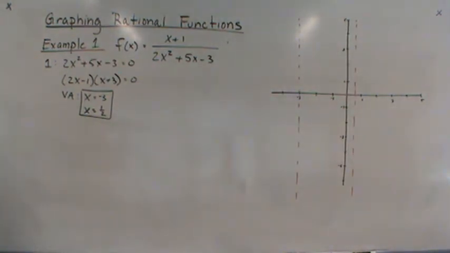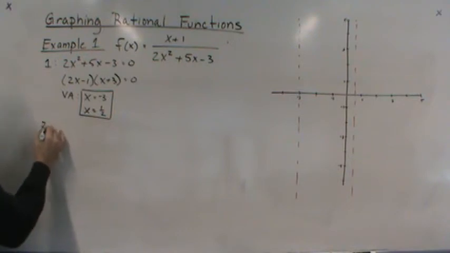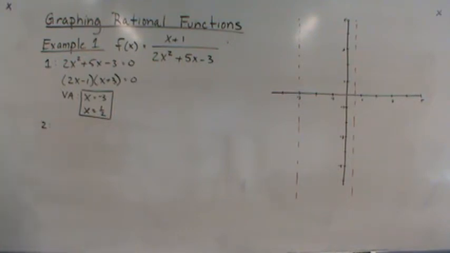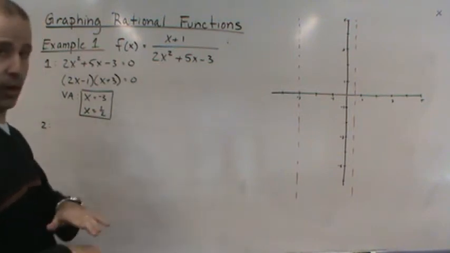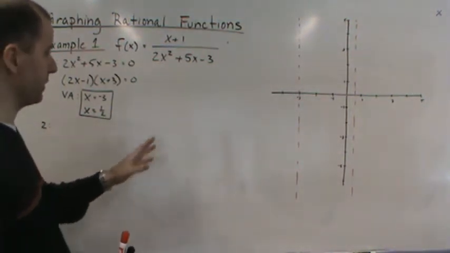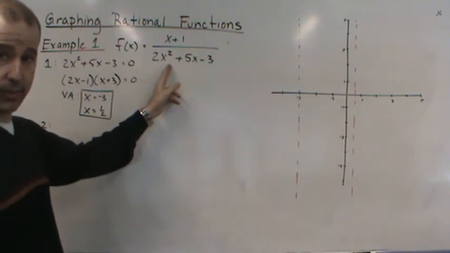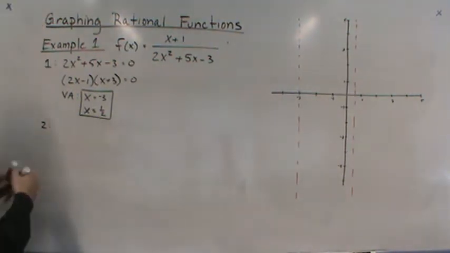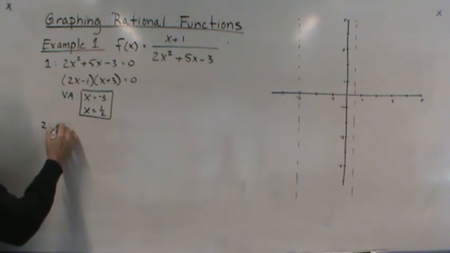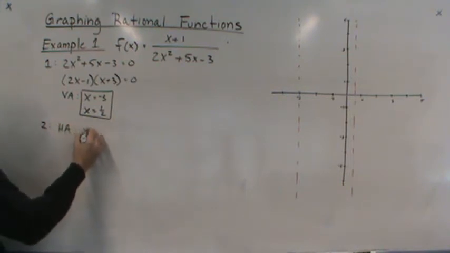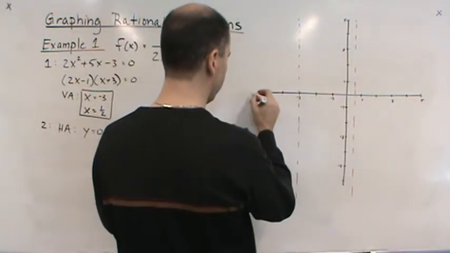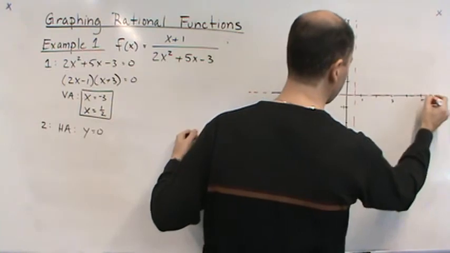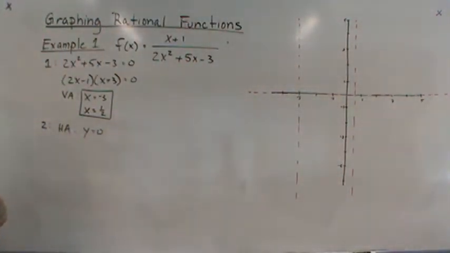And so now we want to find out whether we have horizontal or oblique asymptotes. Well, since the degree of the top is less than the degree of the bottom, there are no oblique asymptotes. We don't have to worry about oblique asymptotes, but there is a horizontal asymptote at y equals 0. So we know we have a horizontal asymptote at y equals 0. So let's plot that. Okay, so we have 1 here. Okay, so far so good.